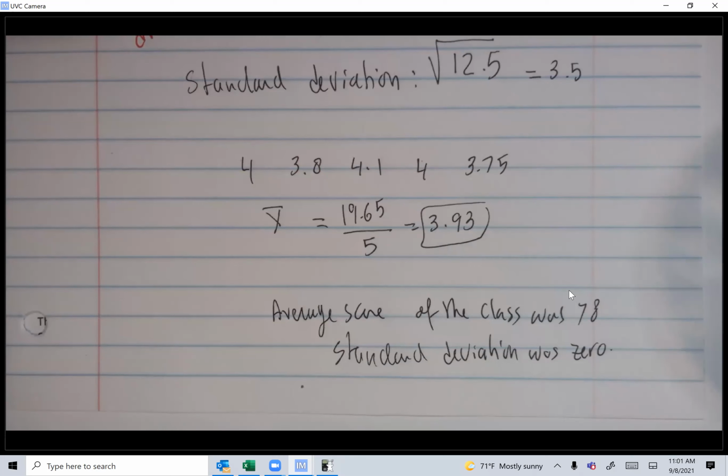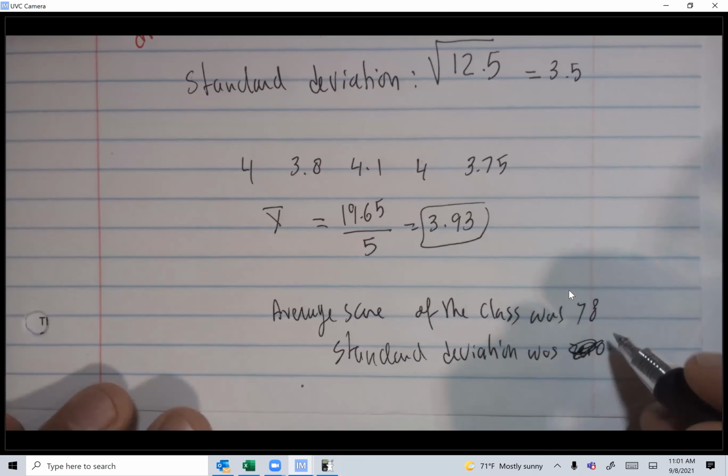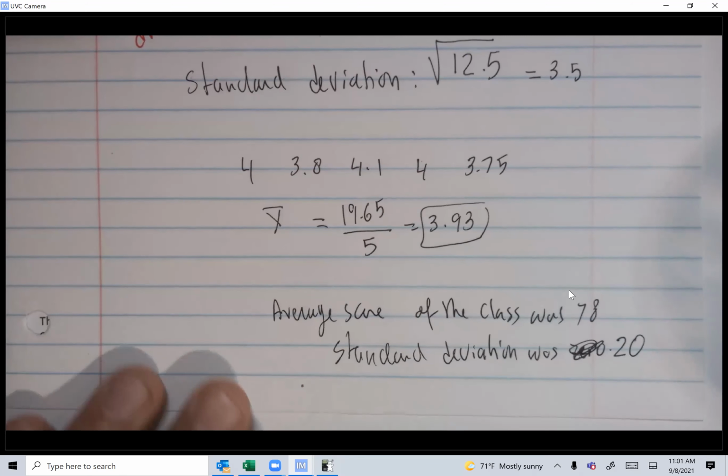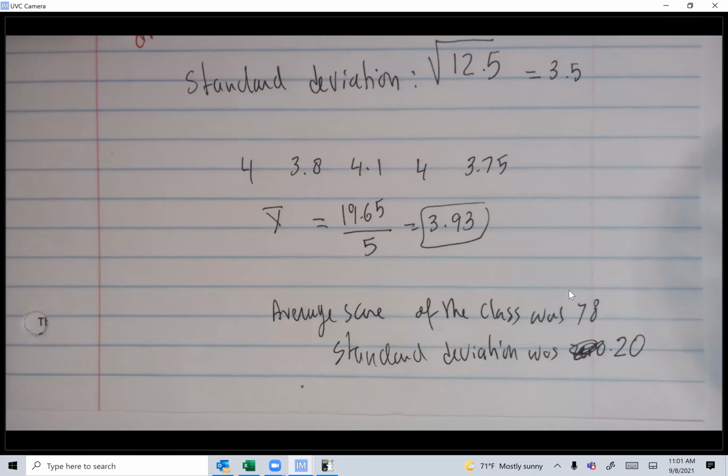Okay, that's good. Let's change it now and say the standard deviation was 20. Can you guys say something about what happens on the test? If the average score of the class was 78, but there was a large standard deviation, guys, at 20, what would that say to you? What is it that I'm trying to tell you?